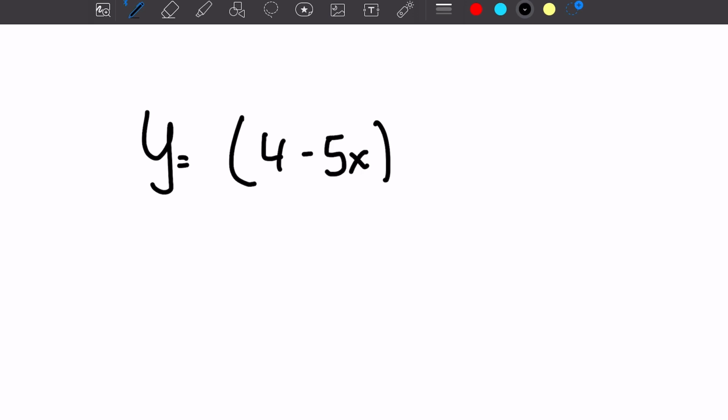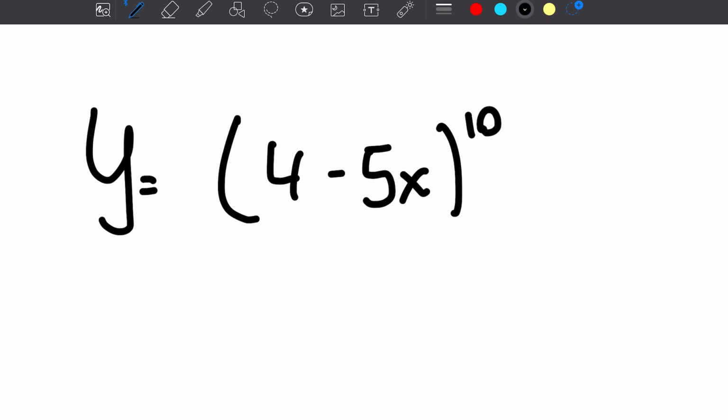So let's say we have y. And let's say y is equal to, I believe this one was 4 minus 5x. Oh, I still haven't caught up. Oh, I've caught up now. So it's (4 minus 5x) to the power of 10. You can write that down in your book and try to solve it, or you can do it in your head, right? (4 minus 5x) to the power of 10. How could we solve this?